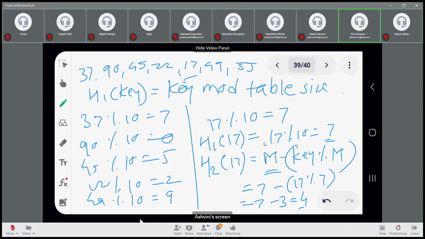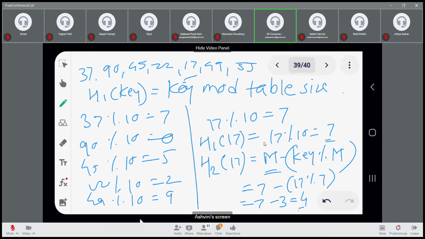So according to your second function, you get the value 4, but this 4 is not the index at which you are going to place 17. What does this 4 indicate? That means we have to insert the element 17 at 4 places from 37. The actual index of 17 is 7, but at that position we have already placed 37. So you need to count 4 places after 37.